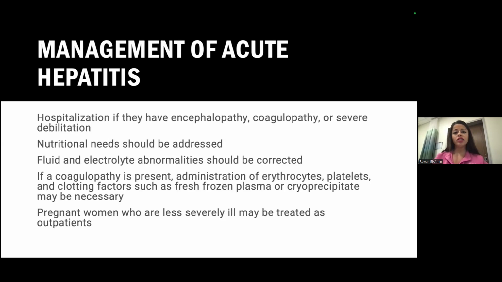And how do we manage these patients? Well, we manage pregnant women very similarly as non-pregnant patients. So we hospitalize them if they have any signs of encephalopathy or coagulopathy. We need to address their nutritional needs. We need to correct their fluid and electrolyte abnormalities. And if coagulopathy is present, then we need to administer the appropriate blood products, including FFP or cryoprecipitate. And if they're not as severely sick, they can be treated as outpatient.